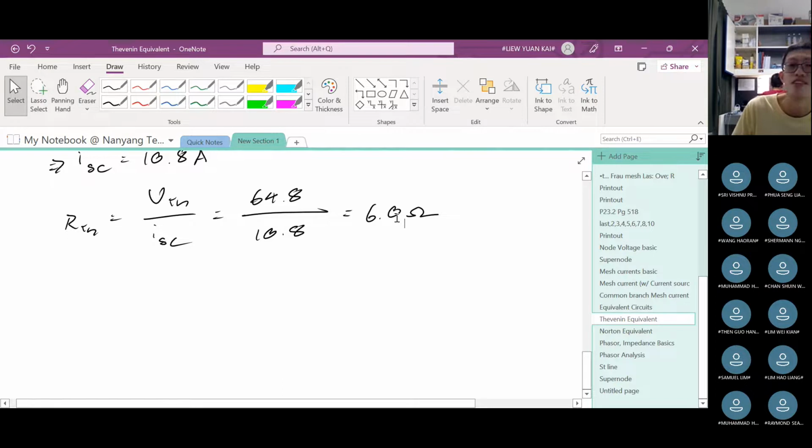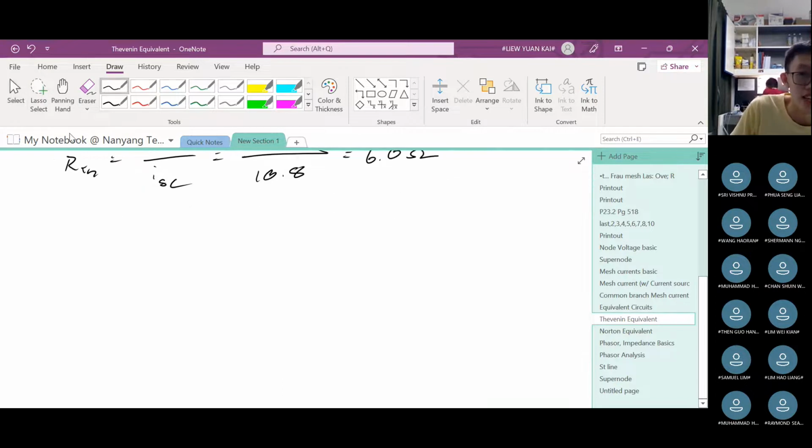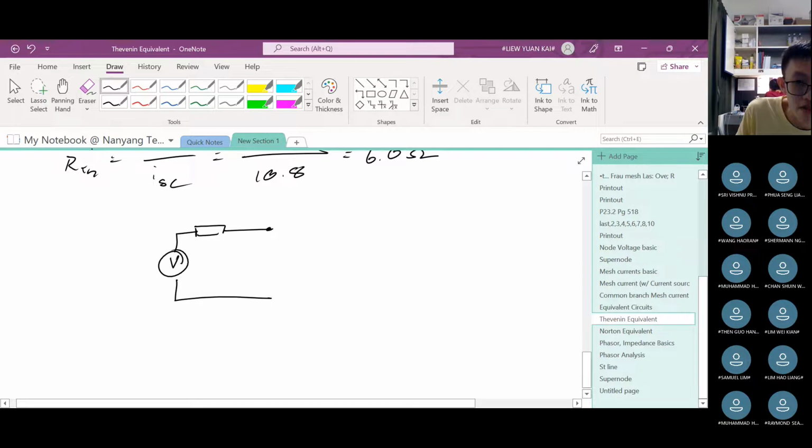Now, what is the Thevenin equivalent circuit? It will look like this. It should look like a voltage source in series with the Thevenin resistance. And these are the terminals A and B just now, right? We are looking through A and B. This one we label as 64.8 volts, and this one we label as 6.0 ohms. And that's it.